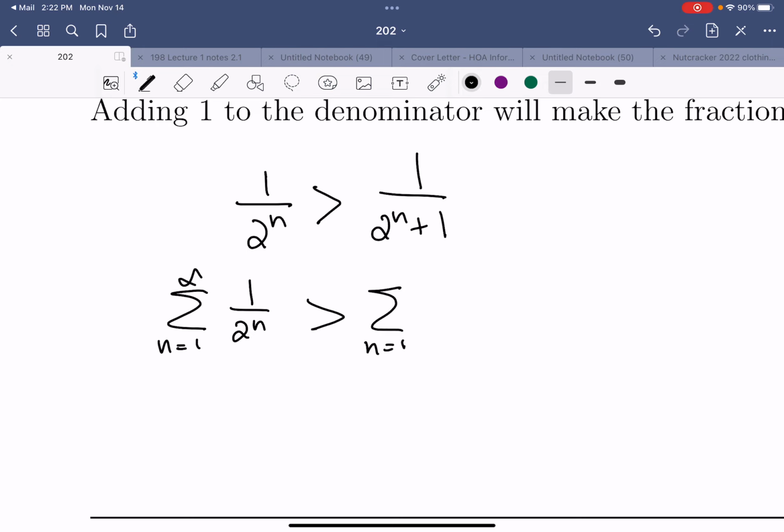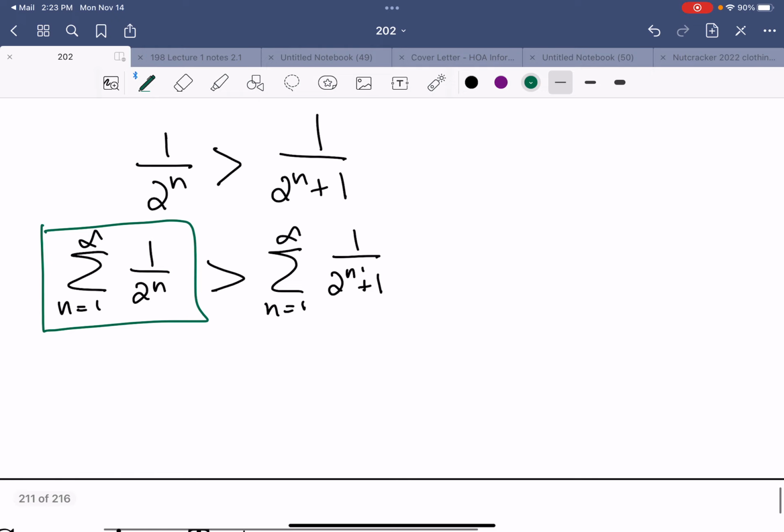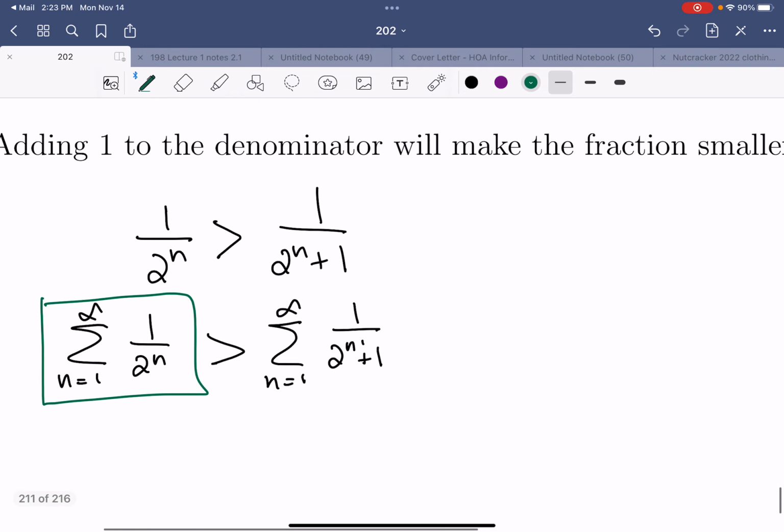Summation n equals 1 to infinity of 1 over 2 to the n plus 1. And so if I can show that this one here converges to a specific number, then this one is equal to a number, and my series is less than that, and therefore it must also be equal to a number. So we can take the one in green and say, okay, let's look at the summation n equals 1 to infinity of 1 over 2 to the n.